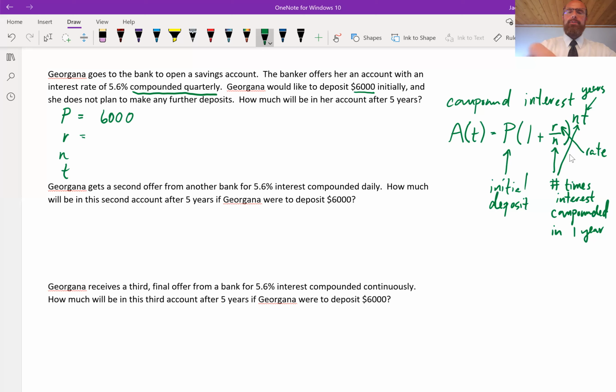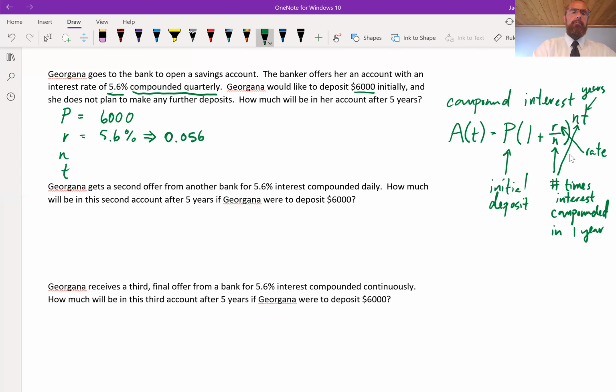The r is the rate at which the interest is going to grow. So that's 5.6%. One thing we need to note is that it needs to be a decimal, not a percentage. So we would always move the decimal point 2 to the left. So I'm going to call this 0.056. That's an equivalent decimal for 5.6%.